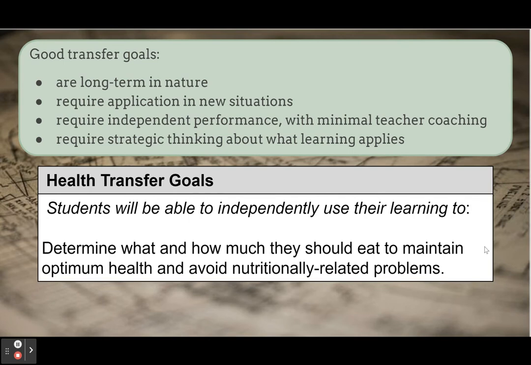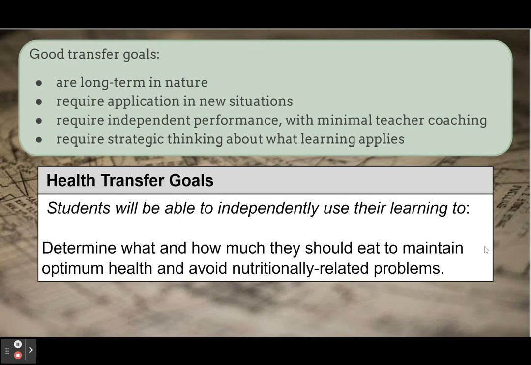Here's an example of a health transfer goal. Students will be able to independently use their learning to determine what and how much they should eat to maintain optimum health and avoid nutritionally related problems. This is for sure something we would want kids to be able to think about long term. Healthy eating is something that matters throughout our entire lives.